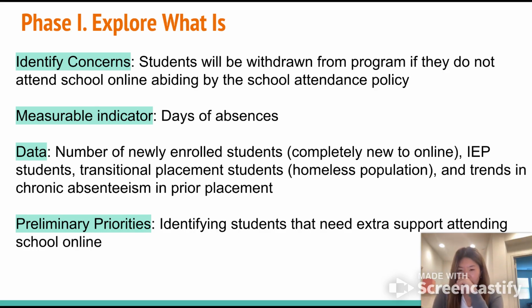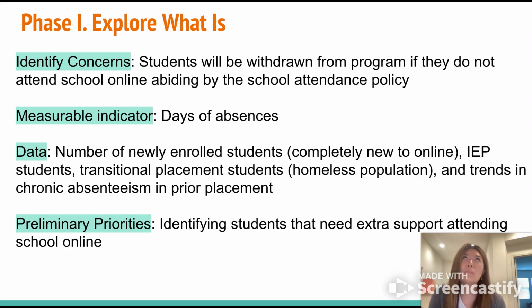The data we're trying to look for is the number of newly enrolled students. We had almost close to 100 students. We had about 97 students completely new to online. They were from a traditional brick and mortar. We haven't had a chance because we had an influx out of nowhere. We didn't have enough downtime to even consider if they had an IEP, if they had transitional placement, like basically if they're homeless, if they even have a dwelling, and even their attendance history, if they have trends in truancy, chronic absenteeism, prior placement.